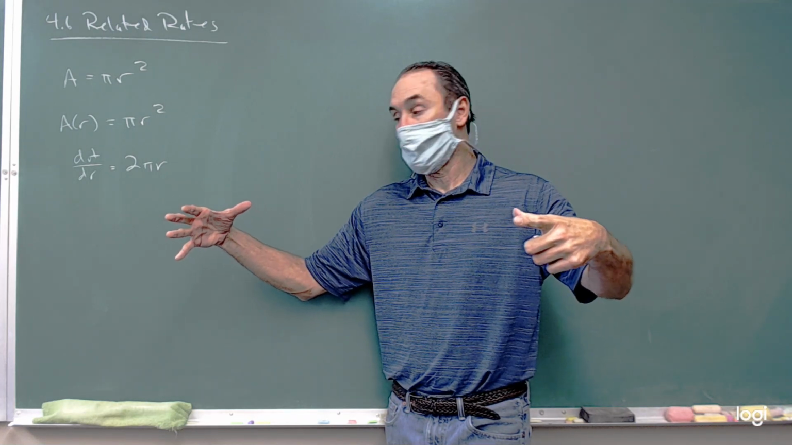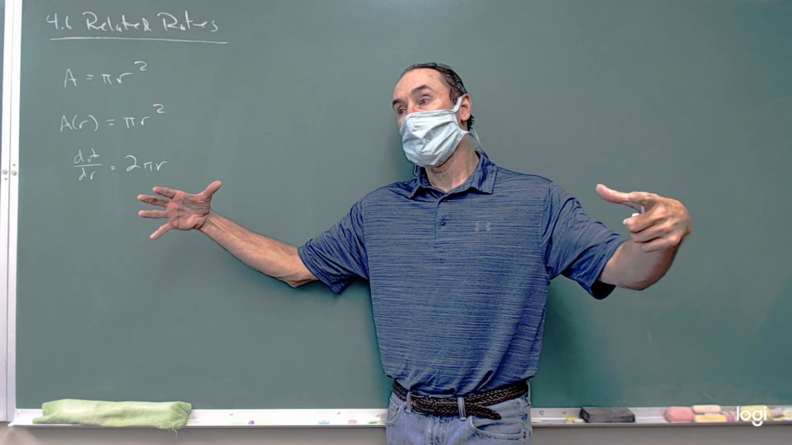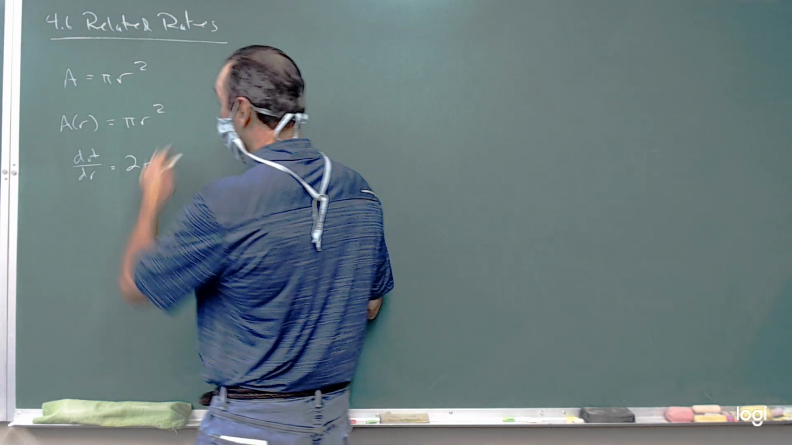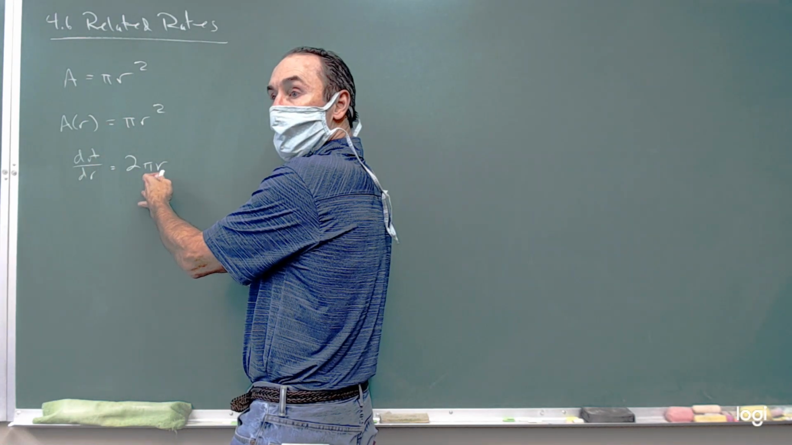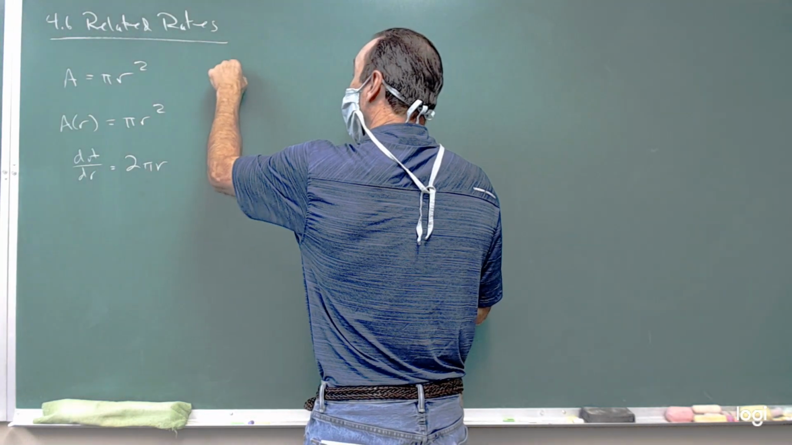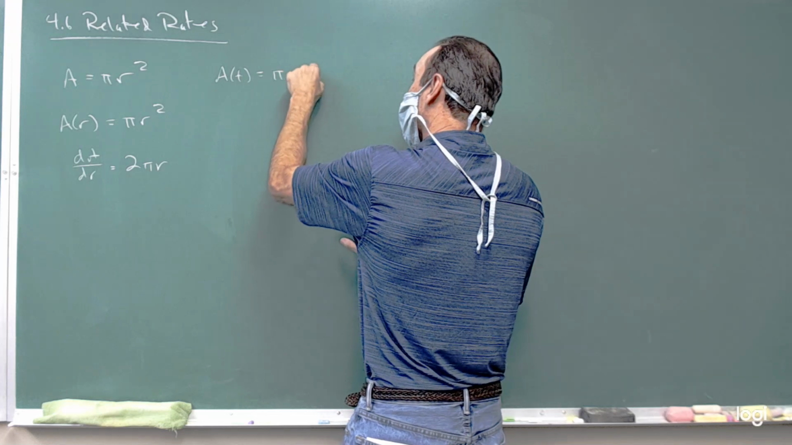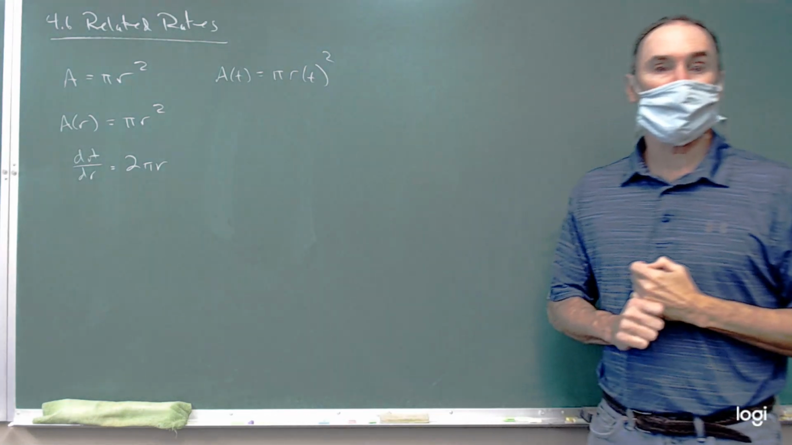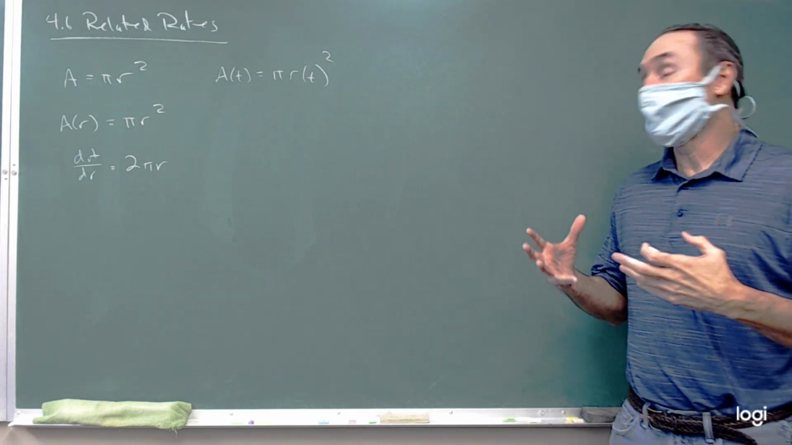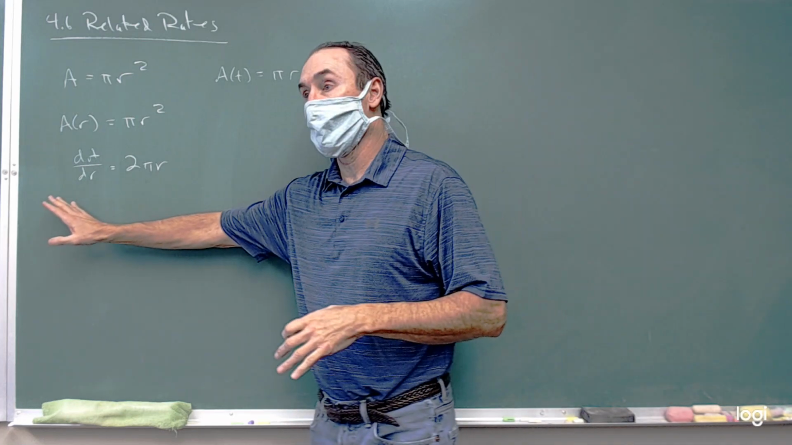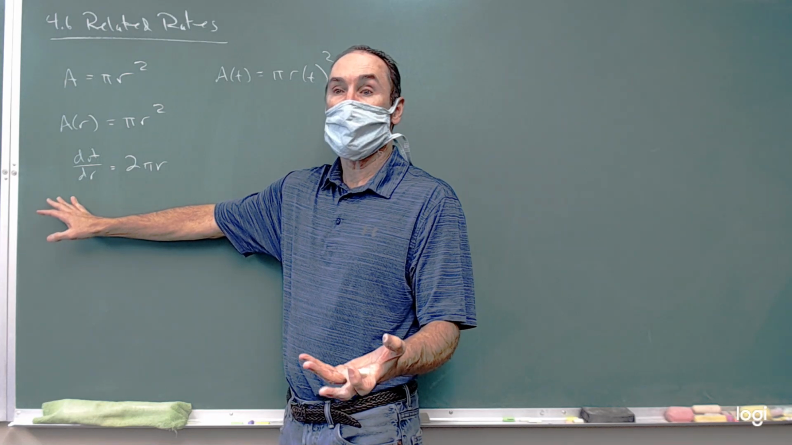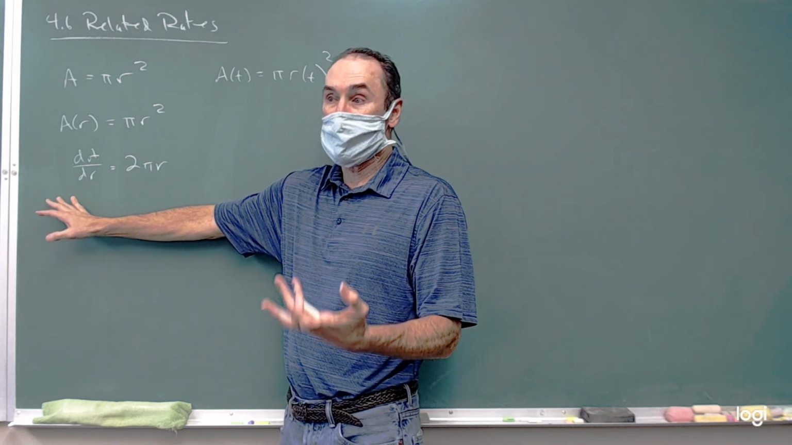So as that radius changes with time, so too does the area change with time. The situation changes from just this simple area is a function of radius to area is a function of time, because the radius is a function of time. And so when you go to differentiate this, we're not differentiating with respect to r, because r is no longer the independent variable. Now we're differentiating with respect to t.